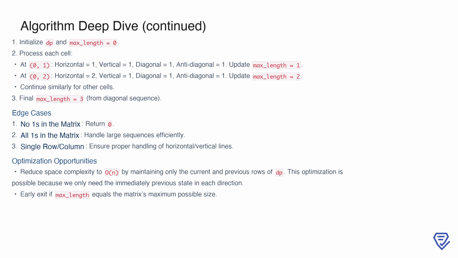When considering edge cases, we handle scenarios like matrices with no ones, where the result is simply 0, or matrices filled entirely with ones, where the algorithm efficiently computes the maximum possible sequence. For single rows or columns, the direction-specific calculations ensure correct results without any special handling. Finally, to optimize further, we can reduce space complexity to O(n) by keeping only the current and previous rows of the DP array, as each state depends only on the immediate prior state. Additionally, we could implement an early exit if max_length reaches the maximum possible size for the matrix.